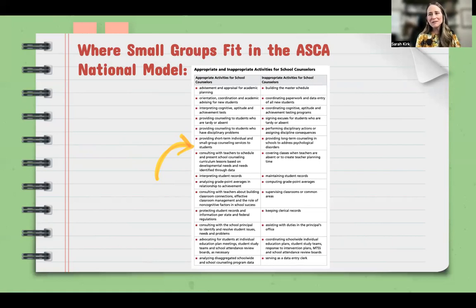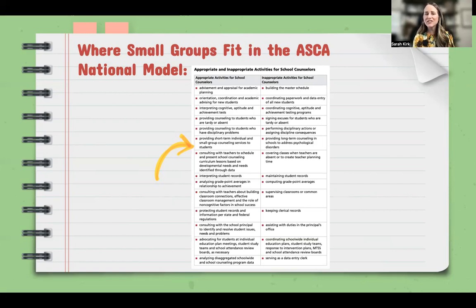Now, it is important to keep in mind that we do want our counseling services to be short term as school counselors. If our students are in need of long-term therapeutic counseling, whether in a small group setting or individually, we do want to use our indirect student service of making a referral at that point. You can see there in the other column that providing long-term counseling to address psychological disorders is not an appropriate activity. That's when we would want to make a referral to someone who can provide that service to our student.